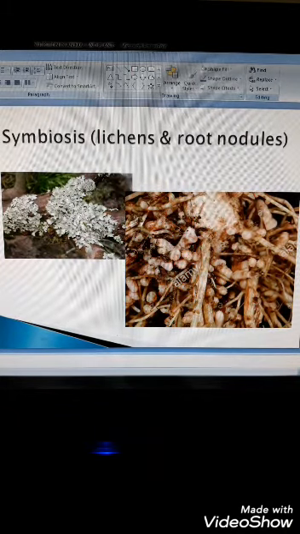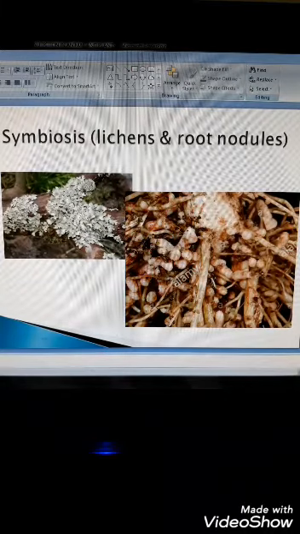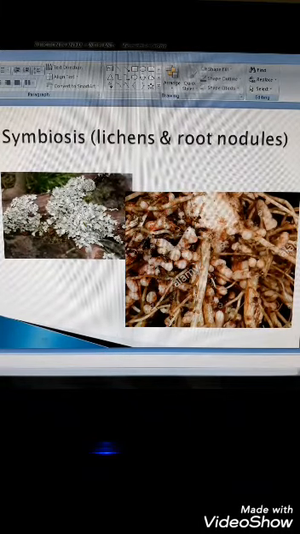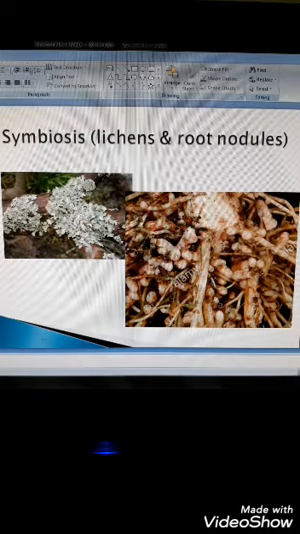What is the rhizobium bacteria doing? Trapping the nitrogen, converting it into the soluble nitrates form in which the plant can utilize that nitrogen, and in return it is getting the food prepared by the plant. Nitrogen, you must remember, is one of the macronutrients required by the plants.